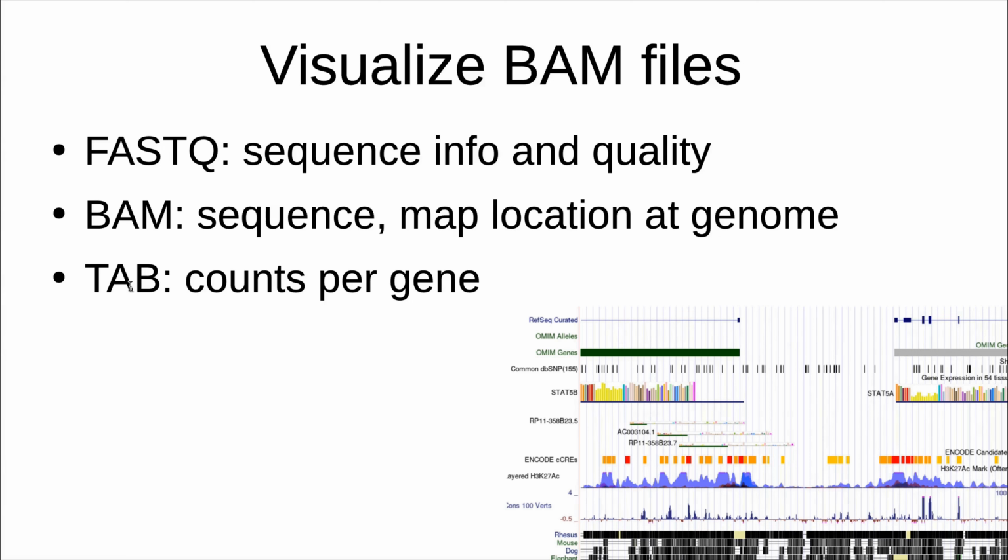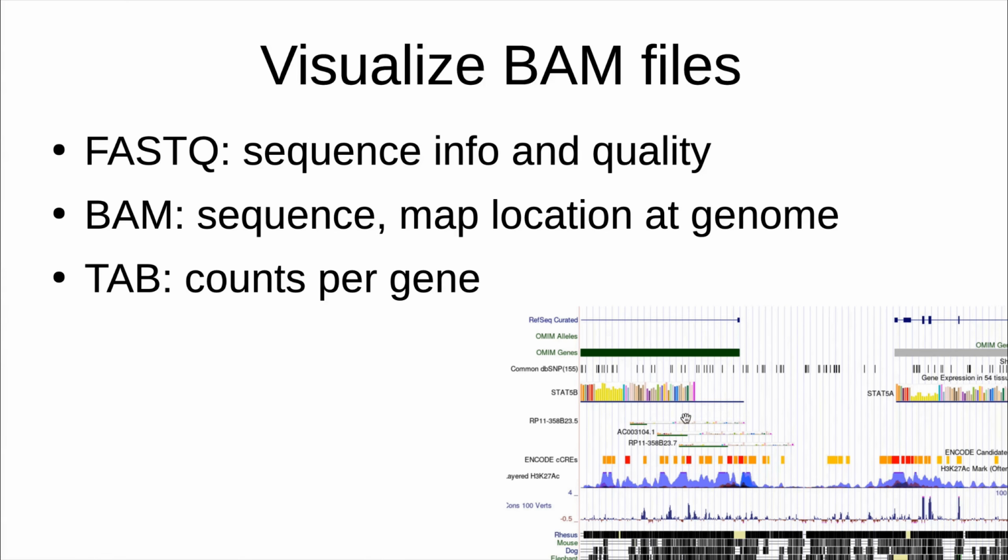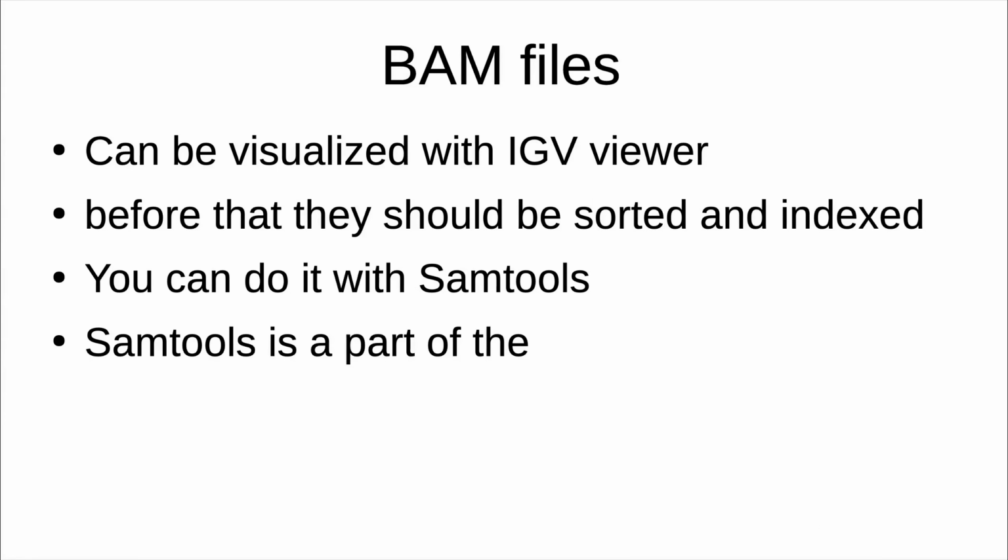And tab are read counts per gene, which are also used, for instance, for these colorful pictures of STAT5B and A regarding gene expression in different tissues, I suppose. How do we visualize BAM files? Of course, you can upload it as a separate track in the UCSC genome browser, but you can also do it on your own computer if you install the IGV viewer.